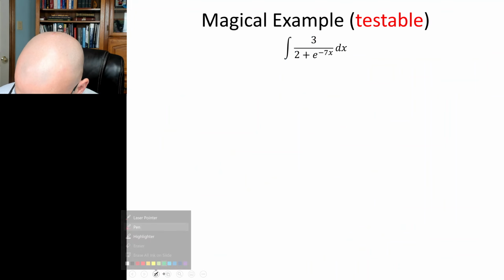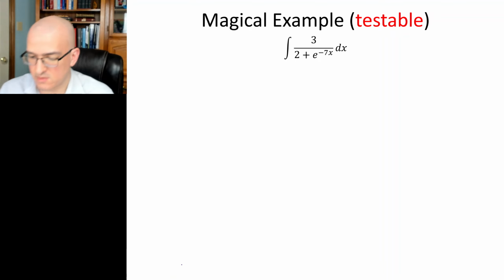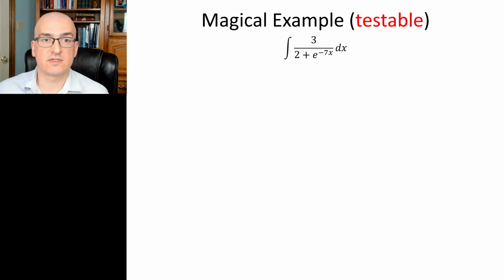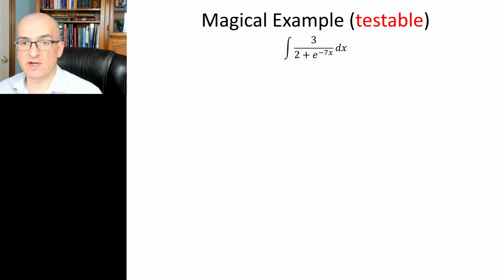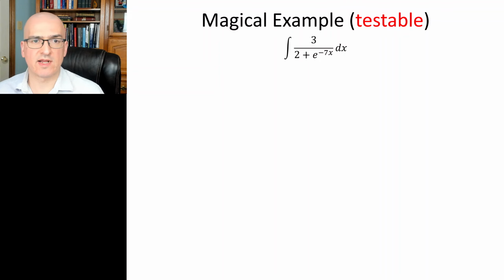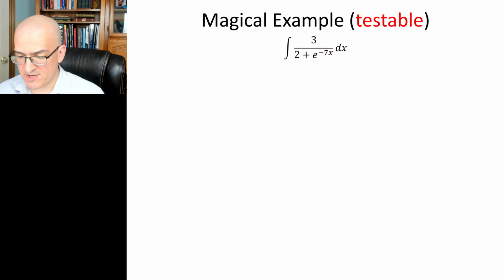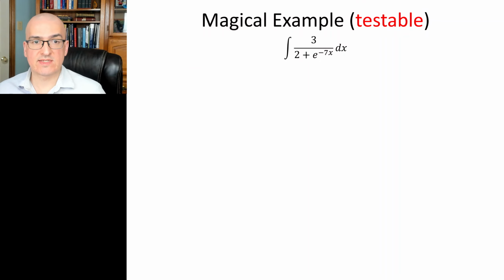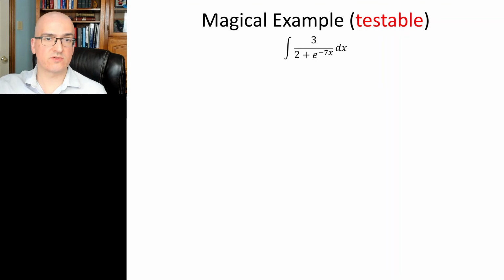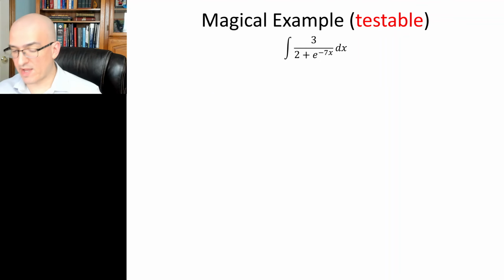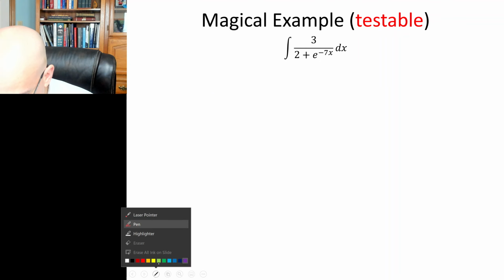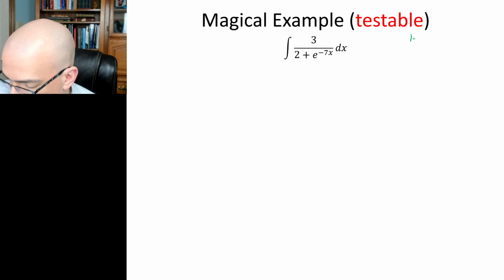All right, you want to see something magical? Here's a testable, magical type of example, antiderivative of 3 over 2 plus e to the negative 7x. I'll show you why it's magical. What we did in the last example was we had an expression, a constant over something, and I let w equal that. I'm going to do the same thing here and show you it doesn't work. Let w equal 2 plus e to the negative 7x.